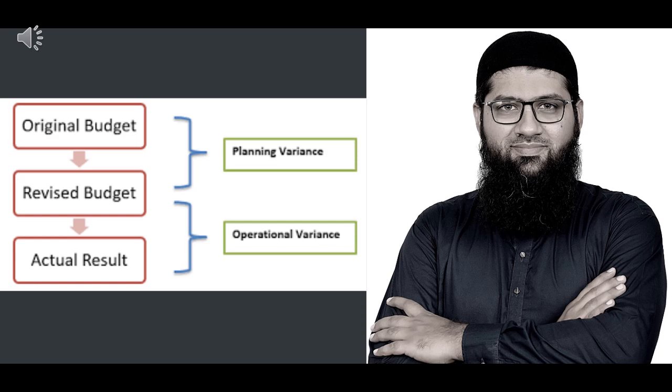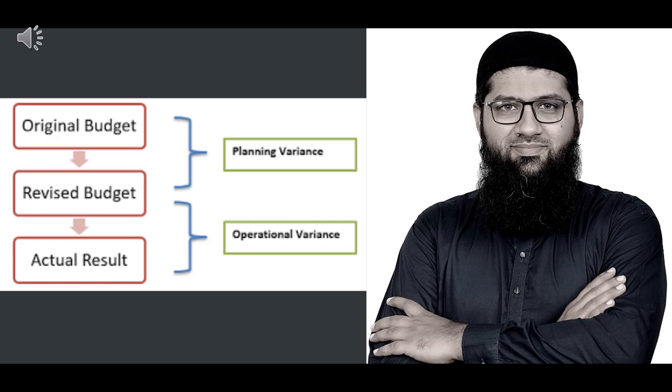So the difference between the revised and the original plan is considered a planning variance, and the difference between the actual performance and the revised budget is considered an operational variance. Who is responsible for the operational variance? The managers are held responsible for it. And who is responsible for the planning variances? Obviously the ones establishing the plan, but not really, because the change in circumstances is being considered. No one is held responsible for the change in the plan, because it was nobody's fault. It was the changing circumstances that forced the organization to revise the budget.